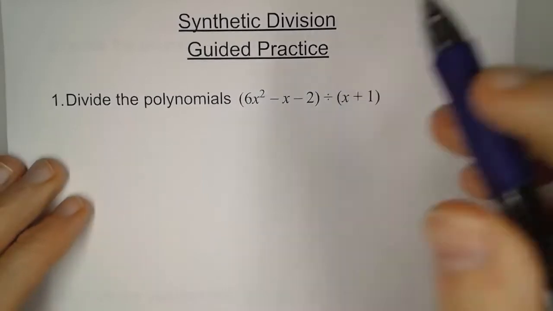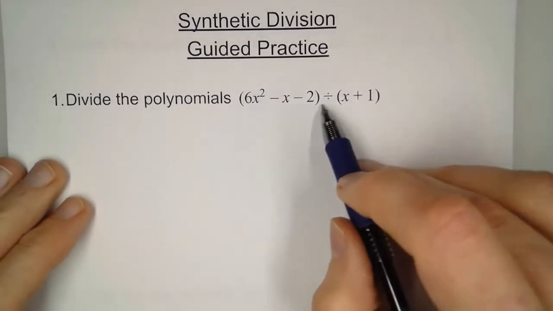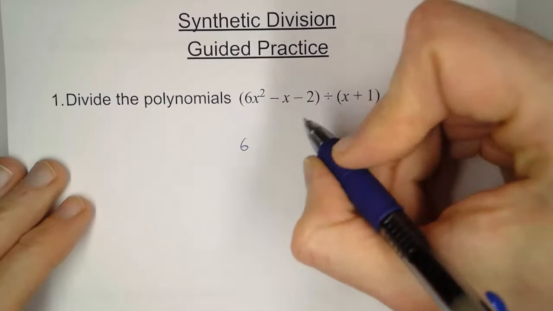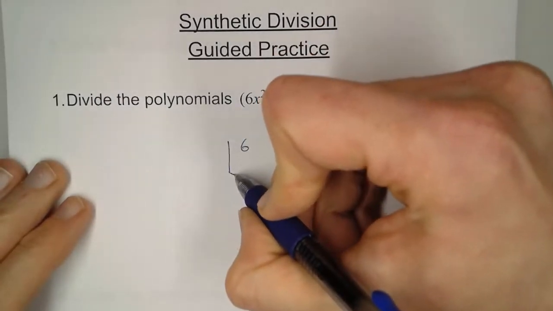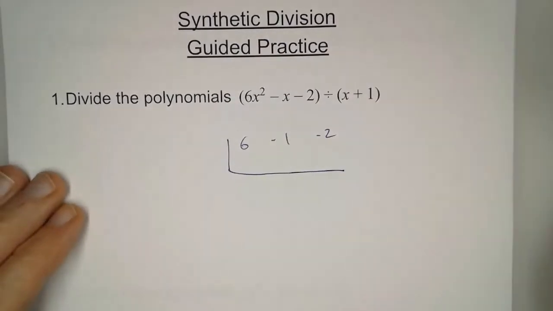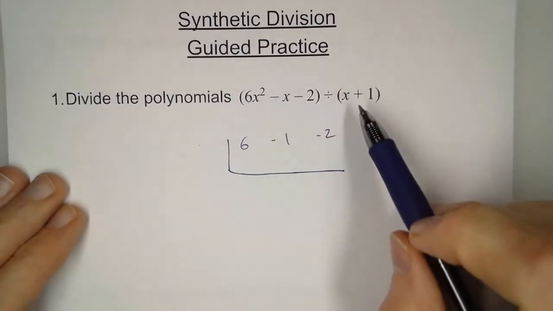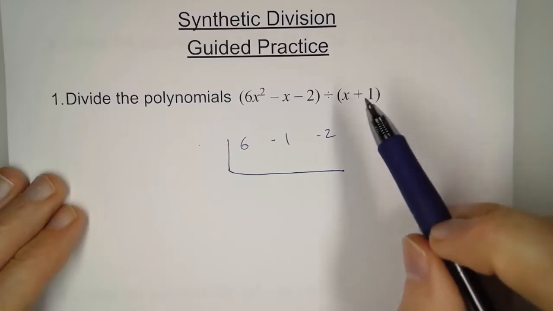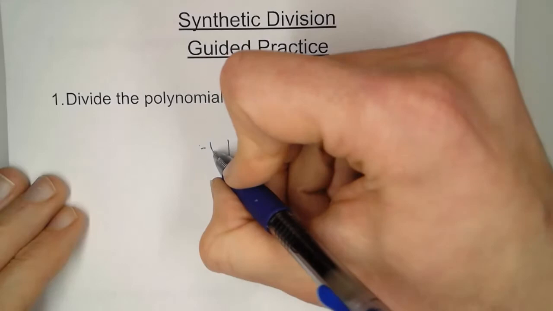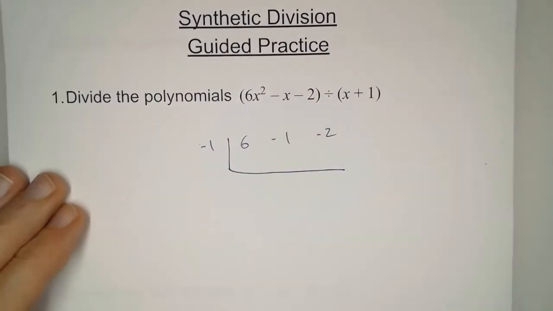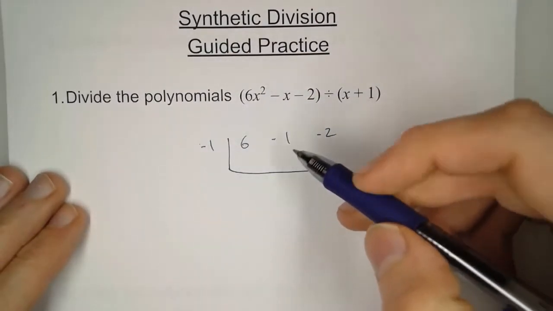So what we do is we write out the coefficients. So we have 6, -1, -2. That's what we're dividing by. And then what we do is we put a number over here, and we look at this binomial, and we ask what value for x will make this 0, which is -1. So that number goes here. So now we've got our setup, so now we can start.